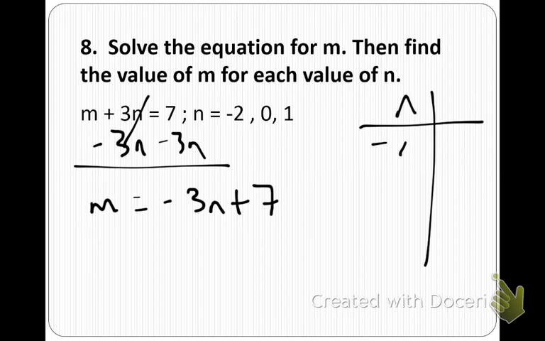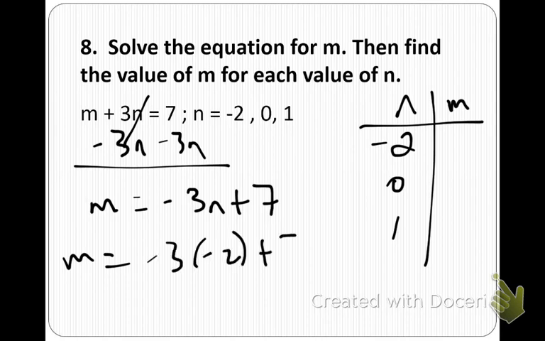So for values negative 2, 0, 1, we want to find the values of m. And guys, you need to show your work. On your test, not a lot of work shown, or some of you guys didn't show your work, and that cost you some valuable points. Okay? But all we got to do now is start plugging in values for n. So first, if n is negative 2, negative 3 times negative 2 is 6. 6 plus 7 is 13.